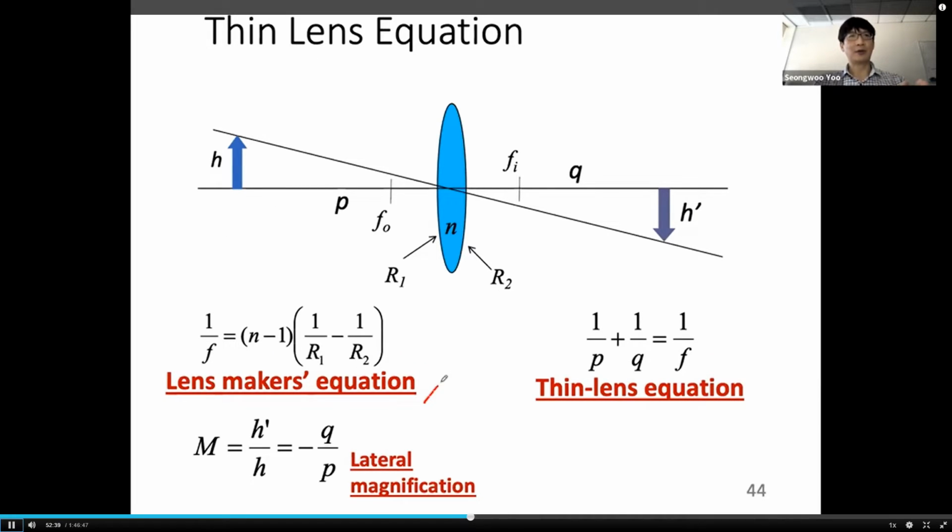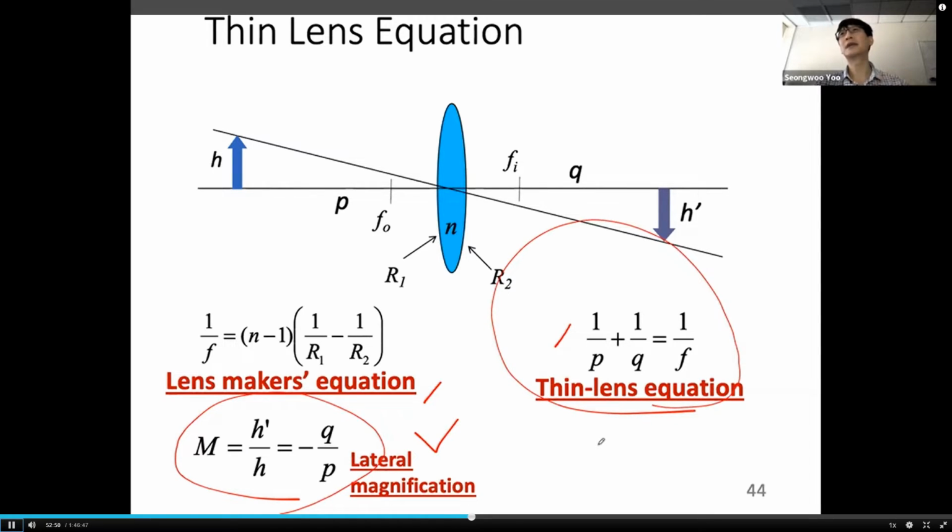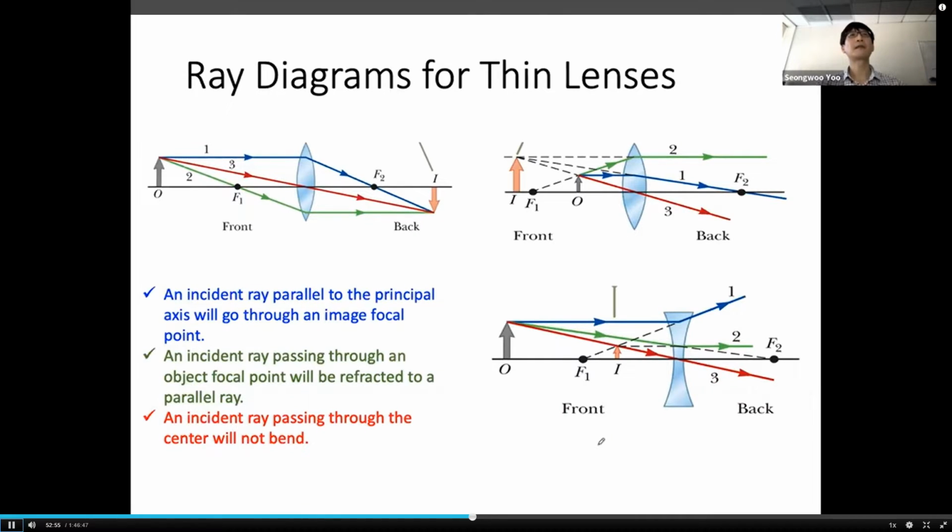So again, we have the Lens-Makers equation, the thin lens equation, and the lateral magnification. If you have a good eye, you still remember that those two equations were also used for mirror image formation. We use the same equations. Now it's time to talk about the ray diagrams for thin lenses. I think it's best to show you the actual construction, so I'm going to use my notepad. Just 1 second. Let me switch the screen.